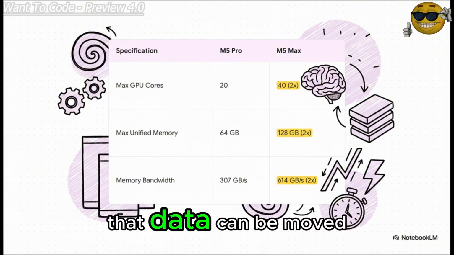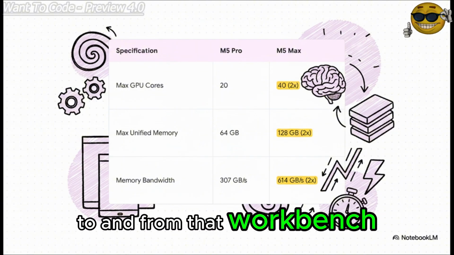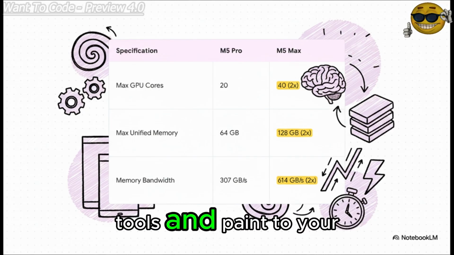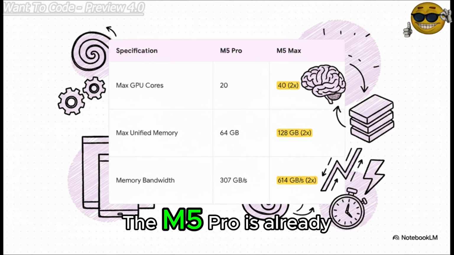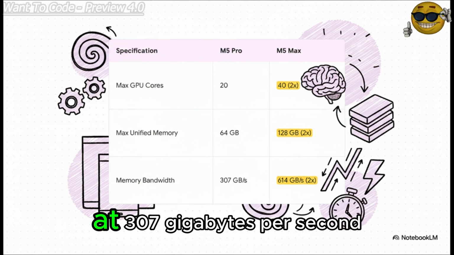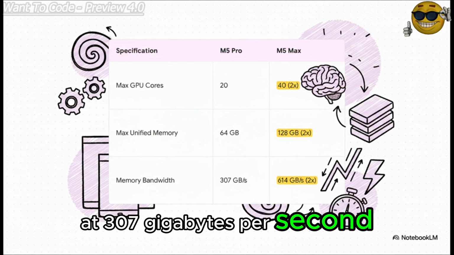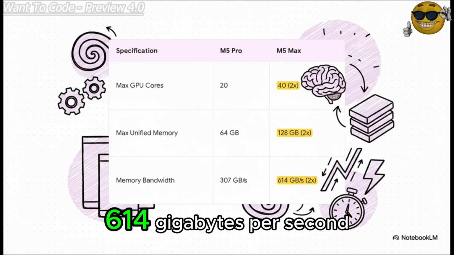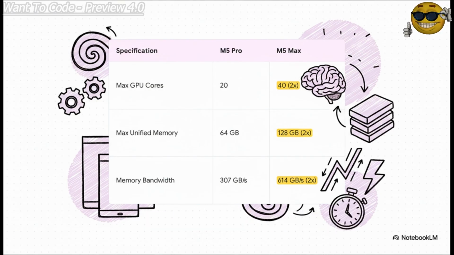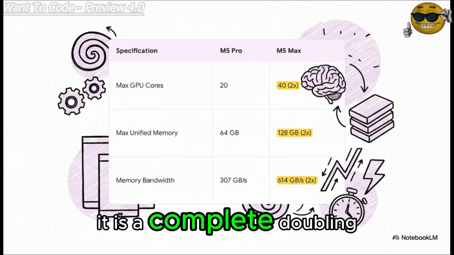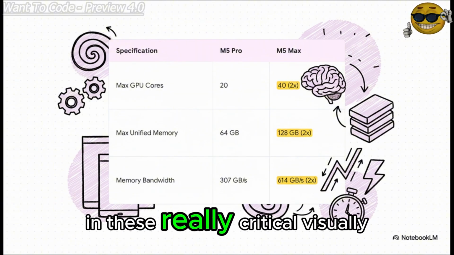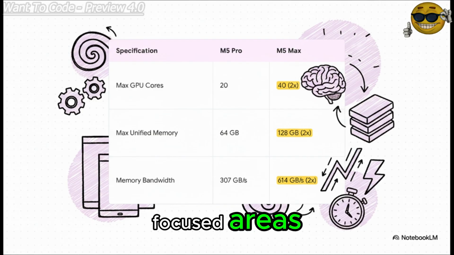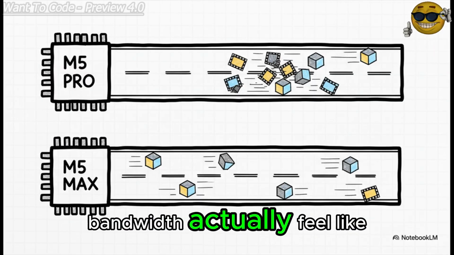Finally, memory bandwidth. This is the speed that data can be moved to and from that workbench. Think of it as how fast you can get tools and paint to your artists. The M5 Pro is already lightning fast at 307GB per second. The M5 Max, you guessed it, doubles that to a mind-boggling 614GB per second. It's not just a little bit better, it is a complete doubling of power across the board in these really critical, visually focused areas. So what does all that memory bandwidth actually feel like?